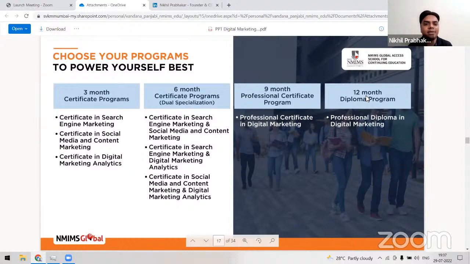You have a professional diploma certificate where you understand the various aspects of marketing, and probably you are grooming yourself to be a digital marketing leader. Okay. So this is roughly the structure of the program. It's pretty simple to understand. If you guys have any questions, please feel free to put them forward in the chat, or you can talk about it.